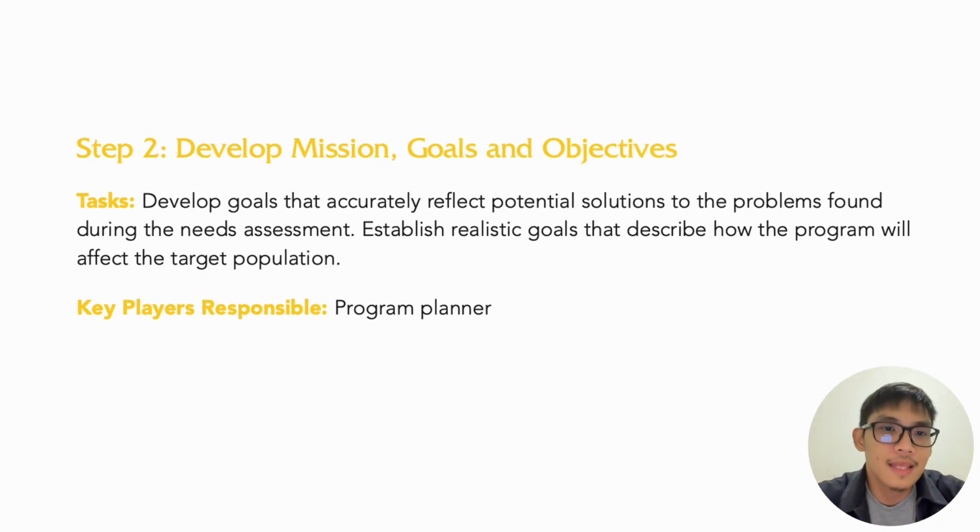The typical next step for program development is the development of mission, goals, and objectives. But I think in the context of language programs, especially in the Department of Education or in education in general, we usually just write the rationale and then the objectives of our program. Here, specifically, we develop the goals that accurately reflect potential solutions to the problems found during the needs assessment, establish realistic goals that describe how the program will affect the target population.